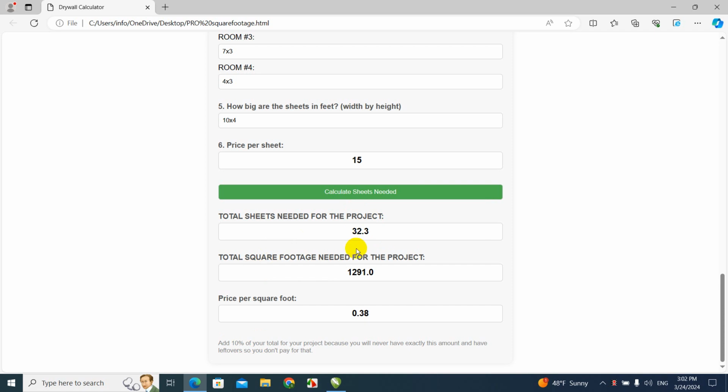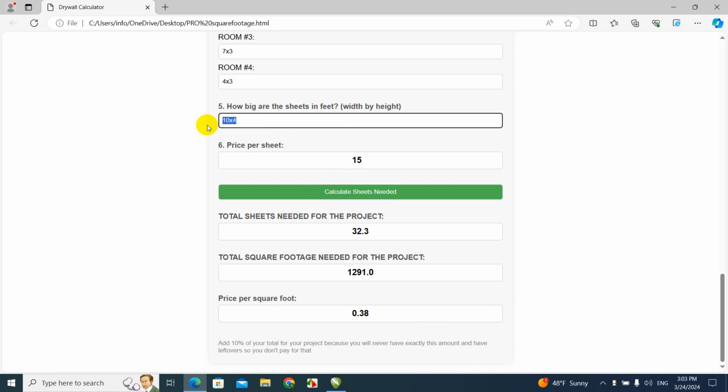Again, this calculator is not telling you how much you should charge, but rather it's telling you how many sheets you're gonna need. It's telling you the square footage of the entire project, and it's telling you a round number of how much you're paying per square foot, depending on how much you bought your sheets for.